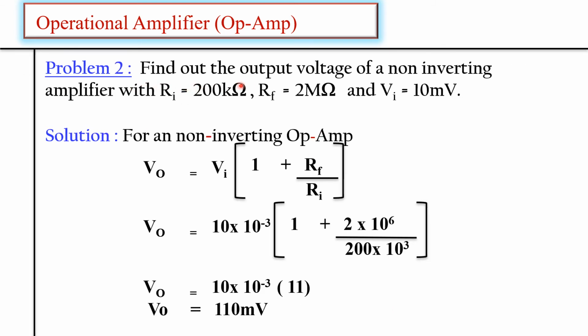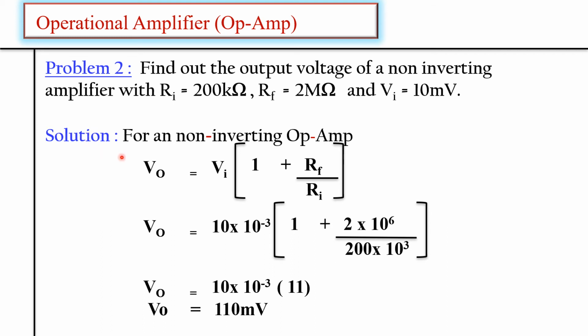Problem number 2: find out the output voltage of a non-inverting amplifier with Ri 200 kilo ohm, Rf 2 mega ohm and Vi equals 10 millivolt. So now here we have to convert kilo ohm into ohm, mega ohm into ohm and Vi into volt. So it will be 200 into 10 raised to 3 ohm, Rf 2 into 10 raised to 6 ohm, that is mega means 10 raised to 6, and Vi is equal to 10 into 10 raised to minus 3 volt, milli is 10 raised to minus 3.